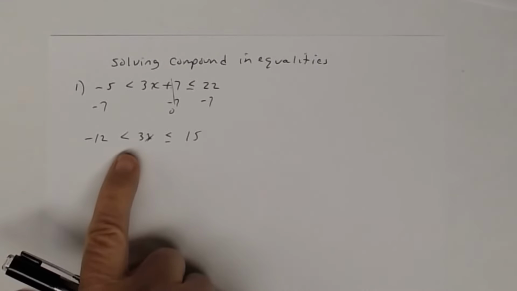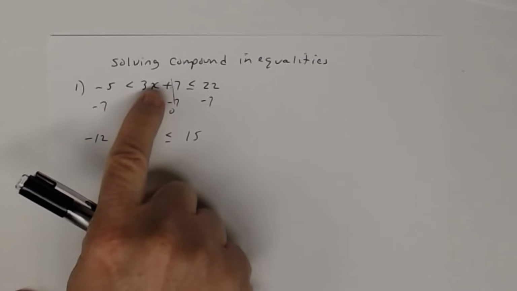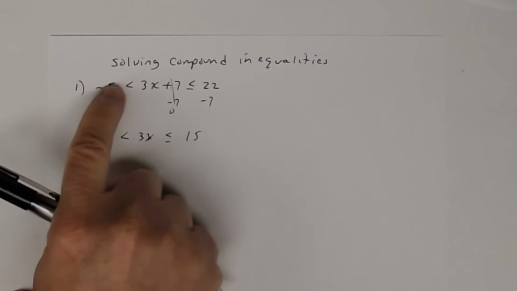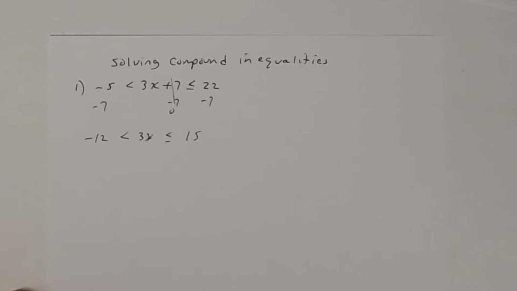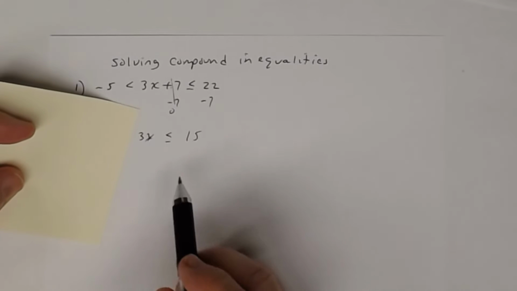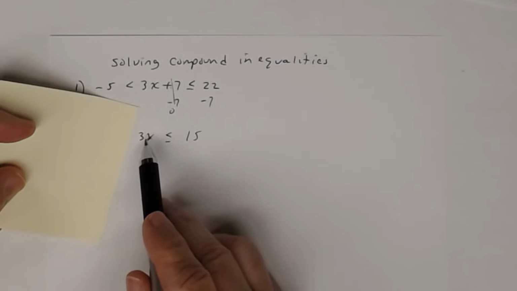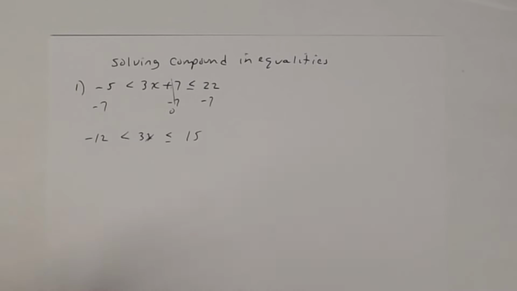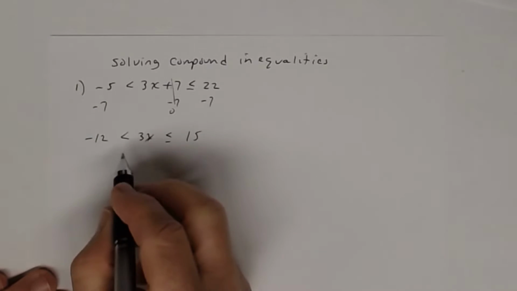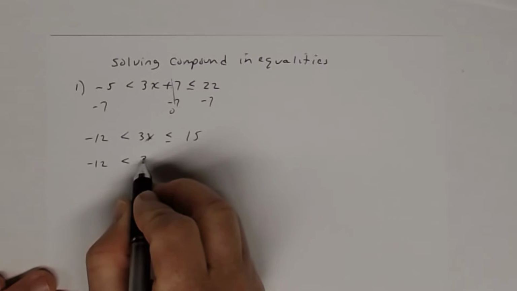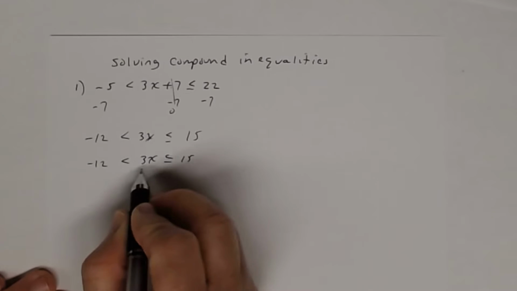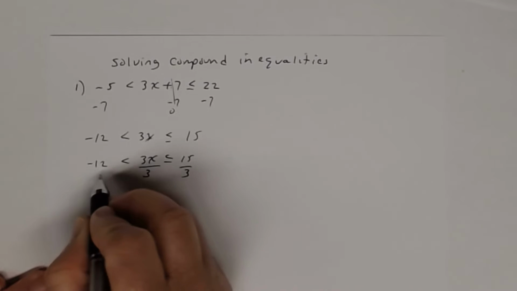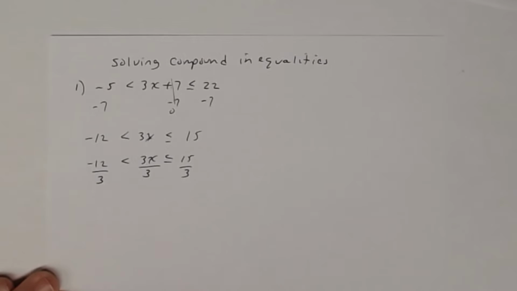We're almost there to where we can determine the values of x so that this compound inequality is a true statement. If all I had was this, then to get x by itself, since I'm multiplying by 3, you would divide both sides by 3. But in this case, you divide all parts by 3. So I'm going to rewrite this over. Now we divide this by 3, this by 3, and this by 3. We have to divide all parts by 3.